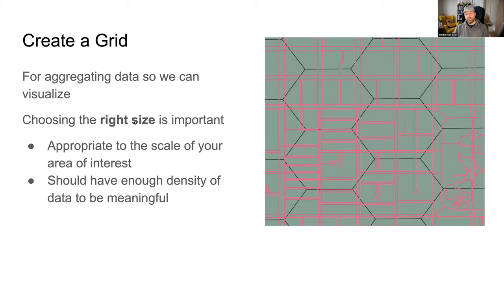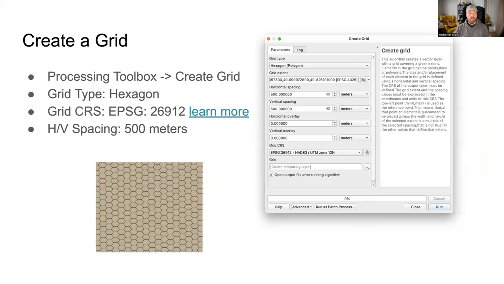And when you do something like that, you think about size, right? What is the grid size that is relevant here? You want it to be appropriate to the scale of your area of interest, but it also should have enough density of data to be meaningful. Like if you have grids that are so small that it only has one or two items in it, there's no useful aggregation. But if it's too big, then you basically only have a few grid cells for each city, and it doesn't tell you very much. So that requires some thinking and perhaps some experimentation. Okay, for the grid, we used that processing toolbox that I talked about before.